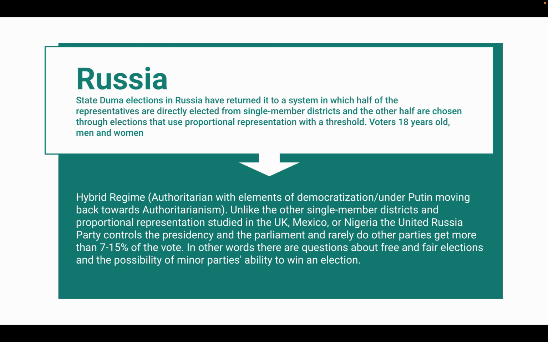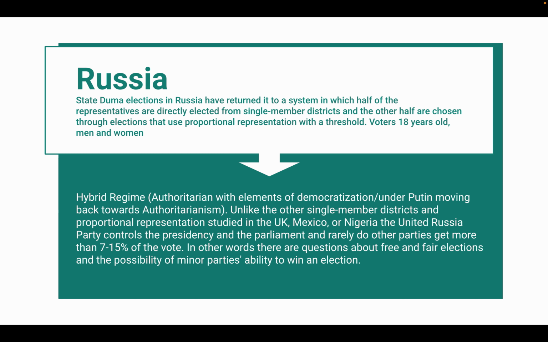Moving on to Russia. State Duma elections in Russia have returned it to a system in which half of the representatives are directly elected from single-member districts, and the other half are chosen through elections that use proportional representation with a threshold of 7%. So in order to win seats in the Duma, a particular party has to achieve at least 7% of the vote. Russia has universal suffrage, so voters 18 years old, men and women, have the right to vote.